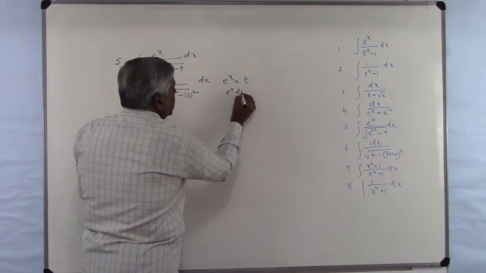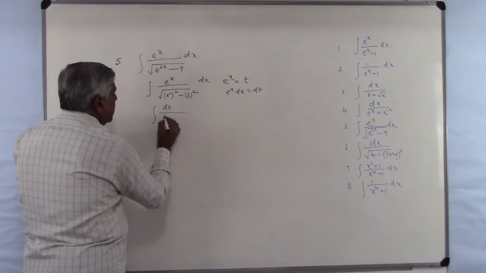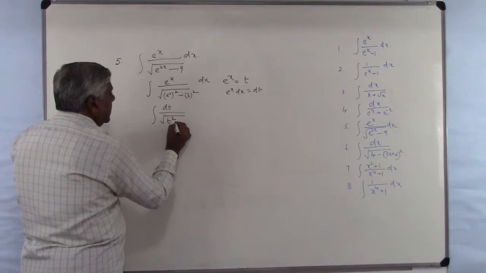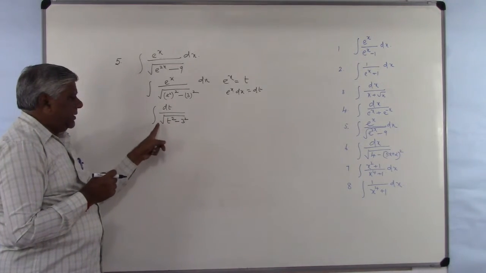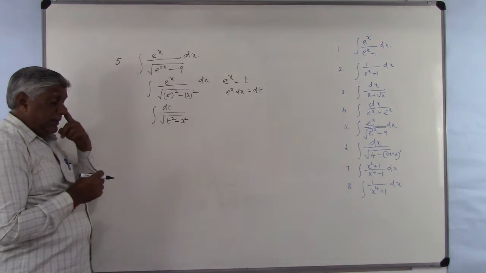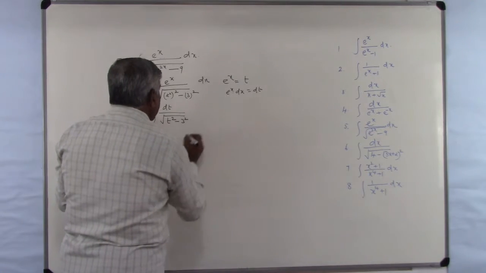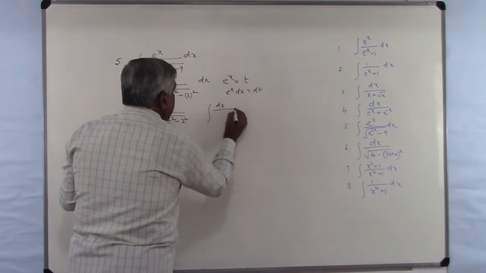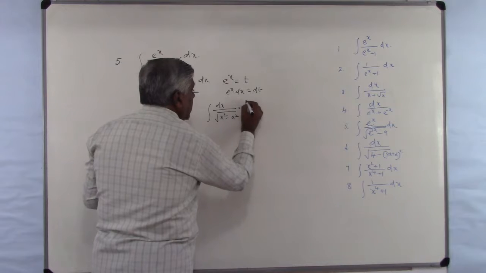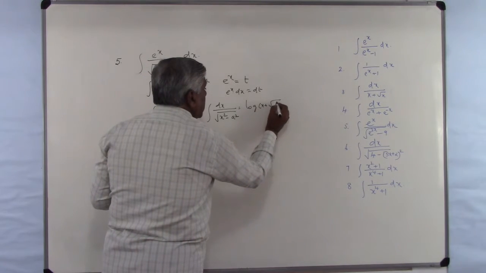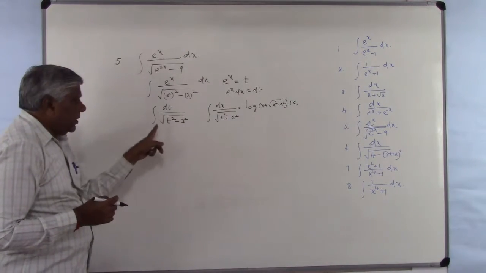e to the power of x dx is equal to dt. Therefore dt by root of t square minus 3 square, which is equal to, this is in the form integral dx by root of x square minus a square, which is equal to log of x plus root of x square minus a square plus c. This formula we are going to use here.